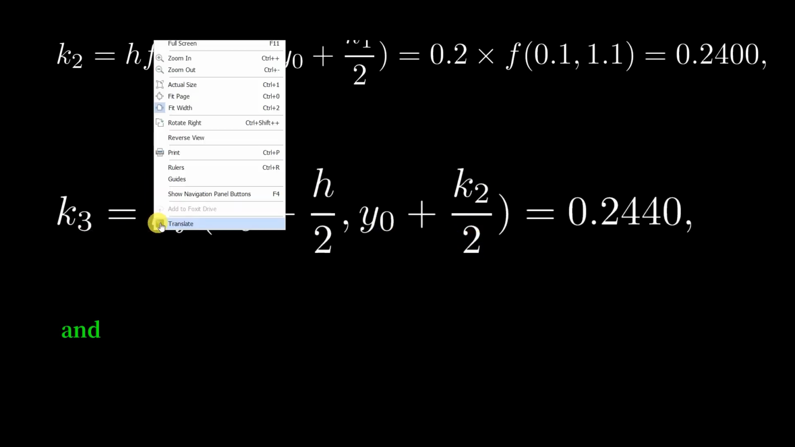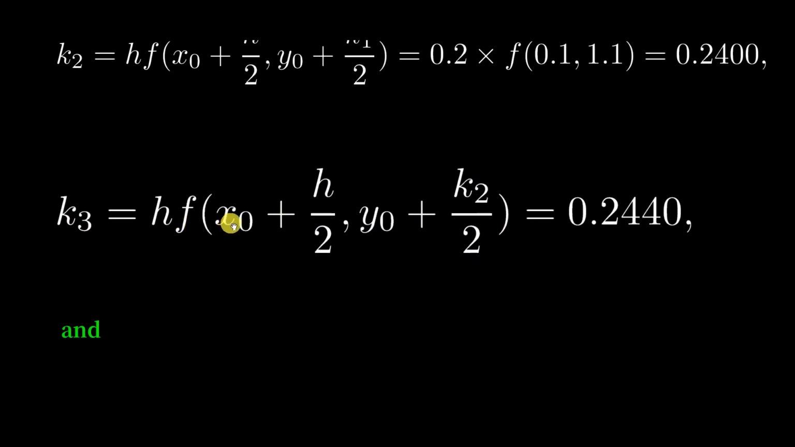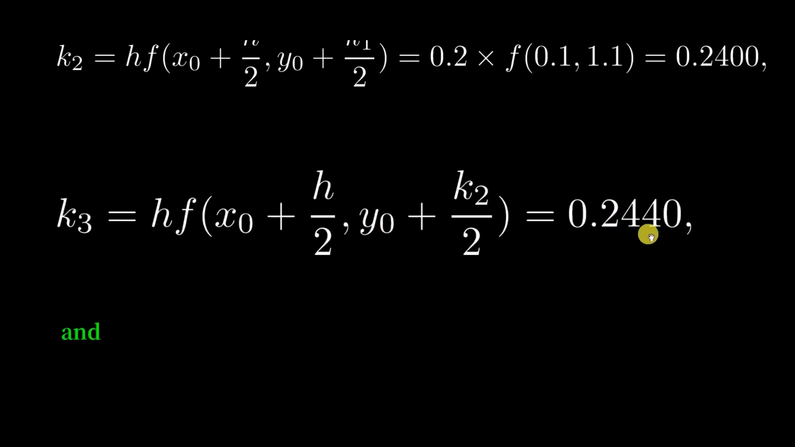H is nothing but 0.2 and x naught is 0, so H by 2 is 0.2 by 2, that is 0.1, and again x naught is there. Similarly K2 is there. K2 is 0.2400, so K2 divided by 2, and then add it to y naught, and then finally substitute it and simplify it to get this answer. So that answer is 0.2440.